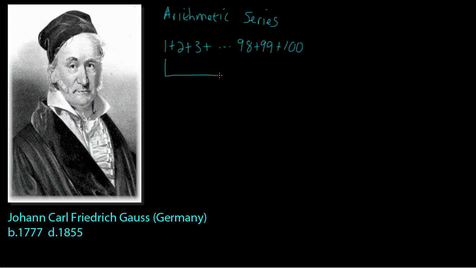Carl Friedrich matched up the largest and the smallest and got 101. And then he matched up the second and the second biggest and got 101. And then he did the same, and notice that there's a pattern. Every pair of numbers, if you go from beginning to end, equals 101. And if there's 100 numbers in the list, there are 100 paired numbers, which is 50 pairs. 50 times 101 winds up equaling 5050.